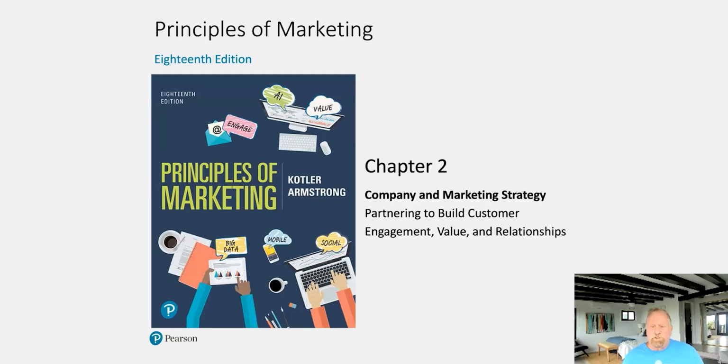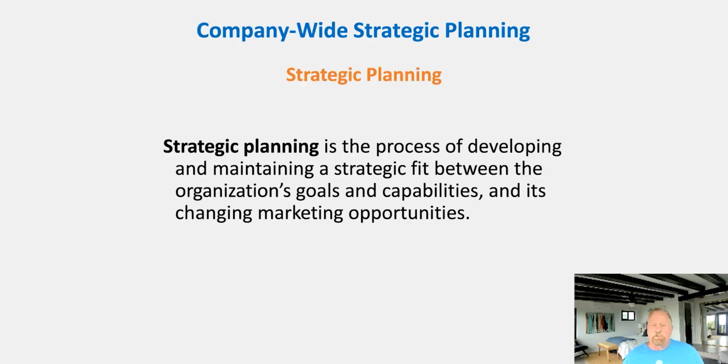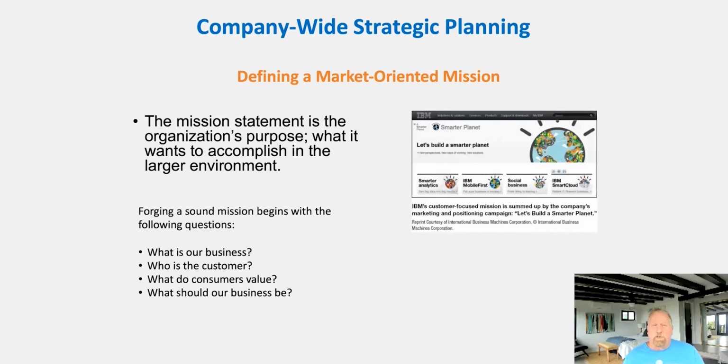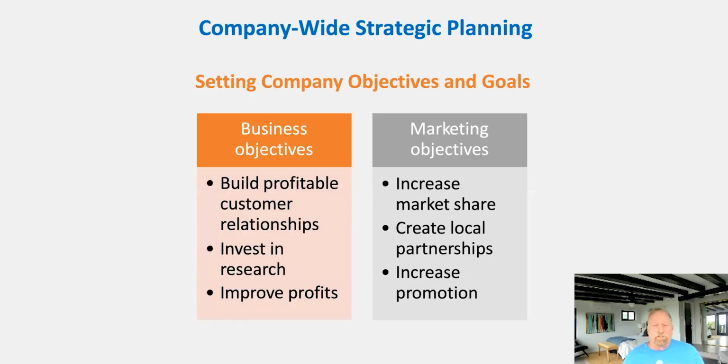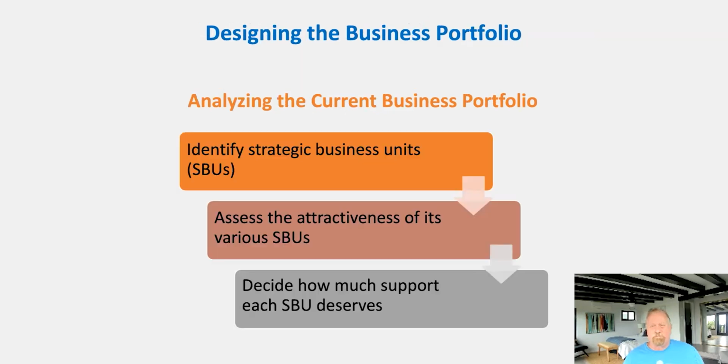Chapter 2 looks at the company and marketing strategy. We talk about what strategic planning is. I talk about what a market-oriented mission is. I get into information about business versus marketing objectives and how they align. I talked about this in detail in our lectures.